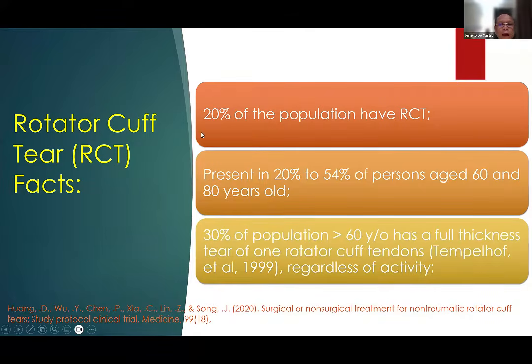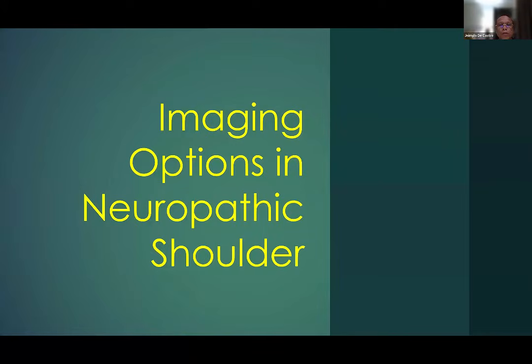So, rotator cuff tear facts: 20% of the population have rotator cuff tears. It is present in 20% to 54% of persons aged 60 to 80 years old, and 30% of the population more than 60 usually has a full tear of one of the rotator cuff tendons, regardless of the activity of the patient. So what are the imaging options?